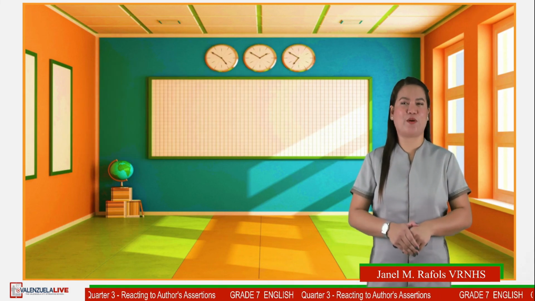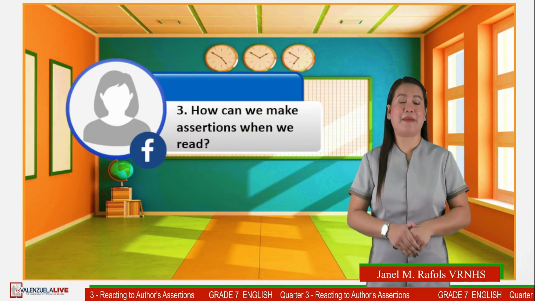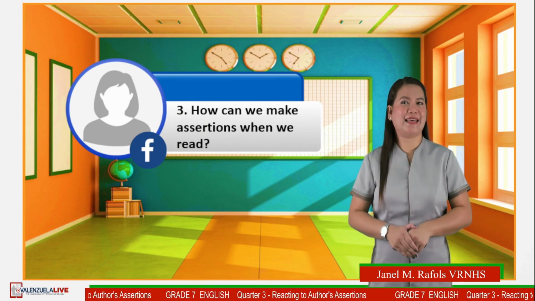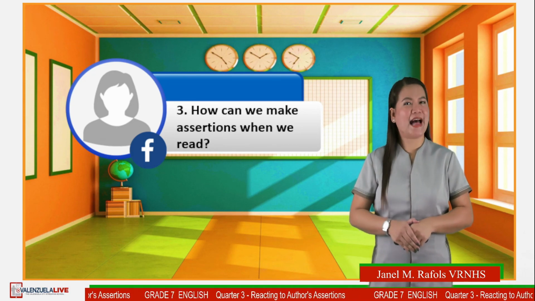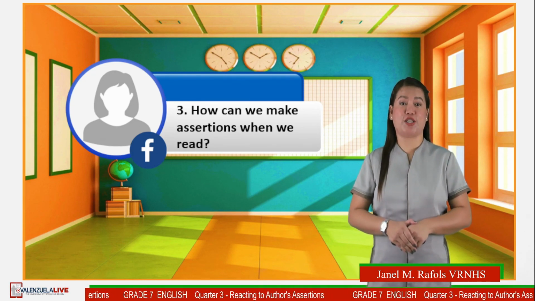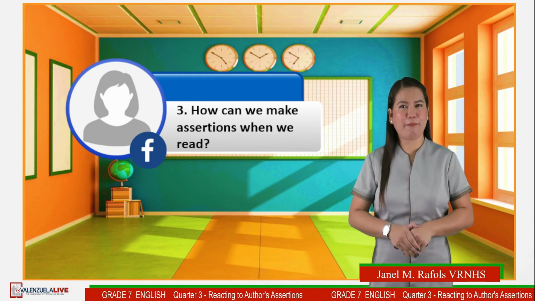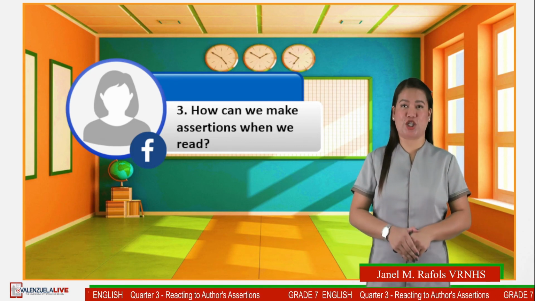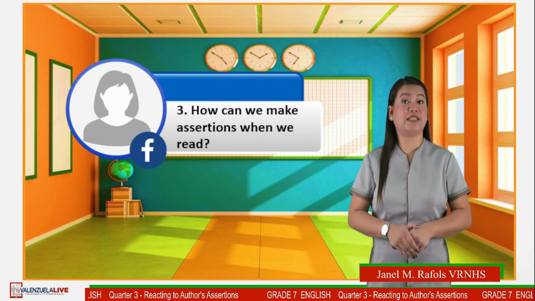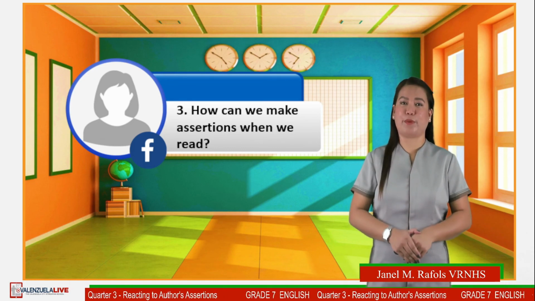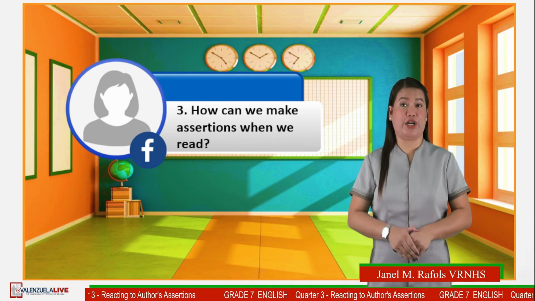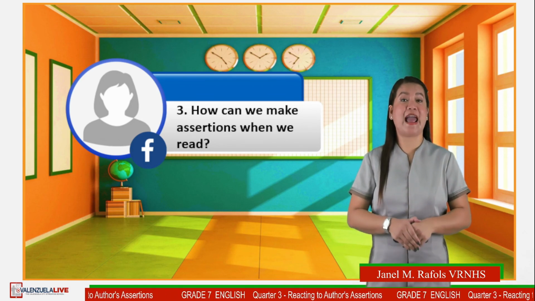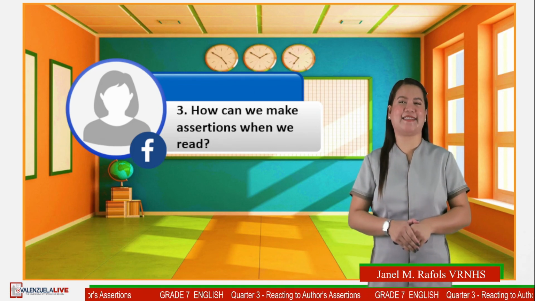And for our last question, how can we make assertions when we read? These steps can help you in making assertions when you read. Remember to read the text carefully. Organize your assertions by finding the central theme. Dig deeper for message beyond words. And test your assertions by looking for evidence in the text.